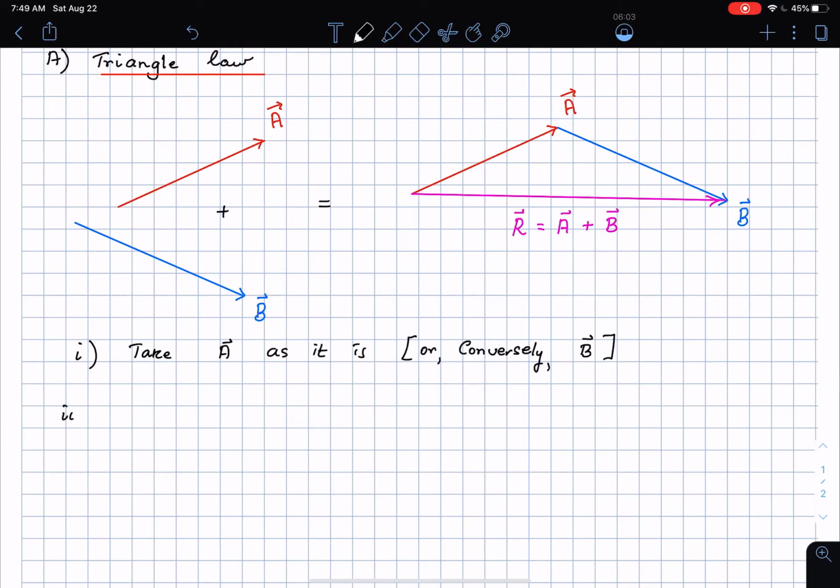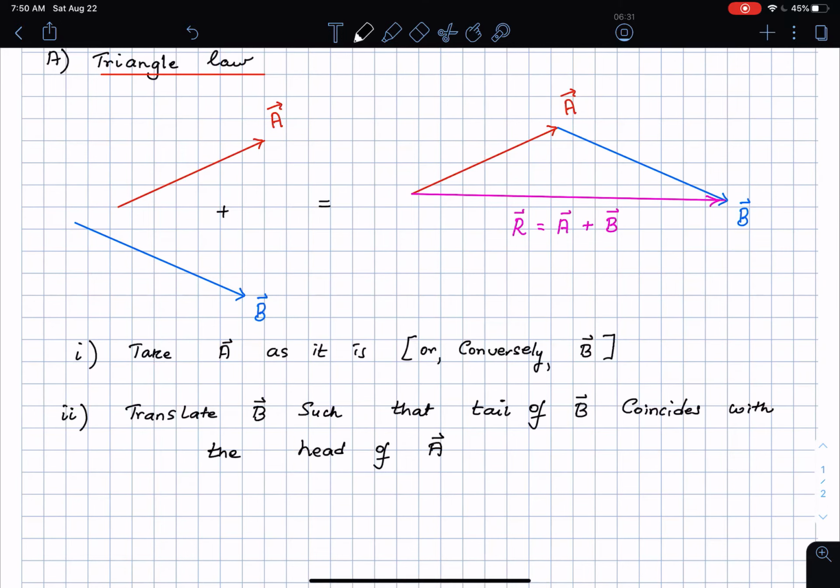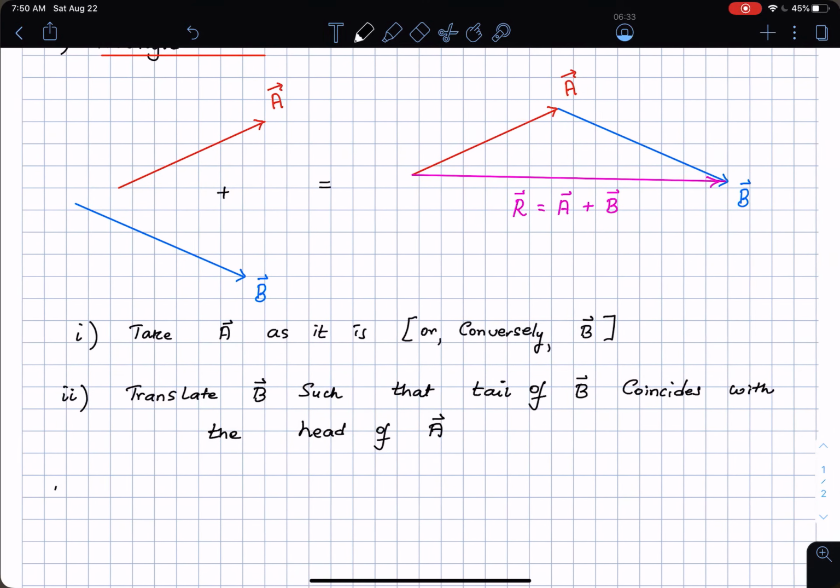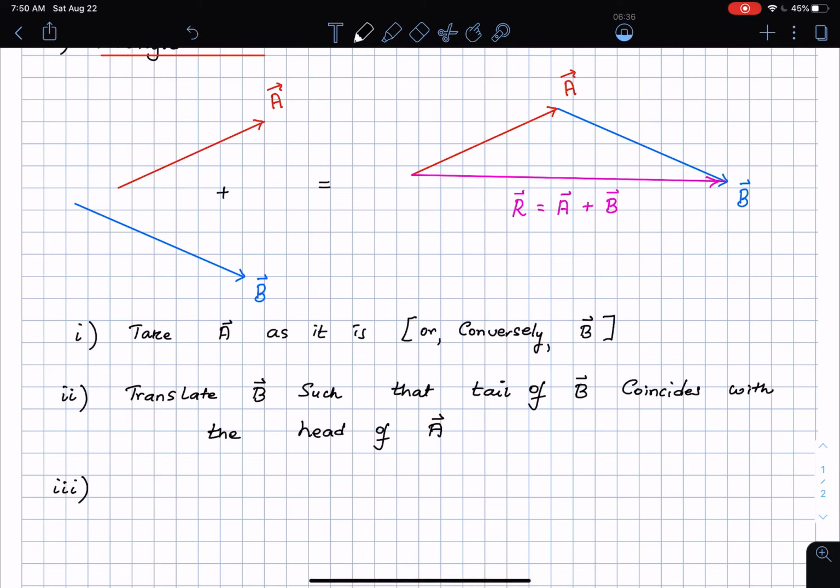Okay, then the next step is to translate vector B such that the tail of B coincides with the head of A. Okay, that's the next step. And then the last step is the resultant vector is obtained.